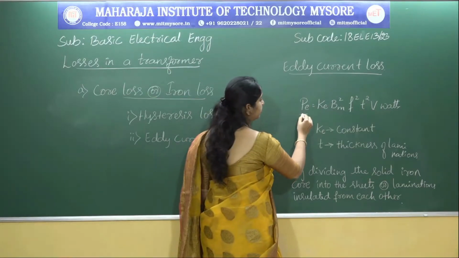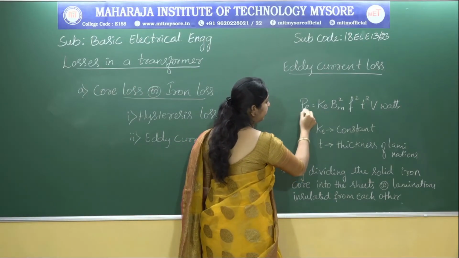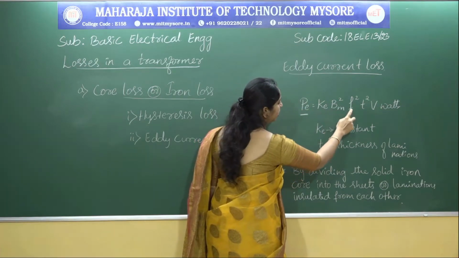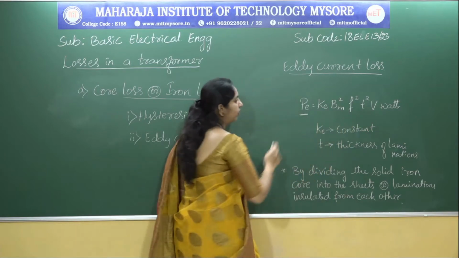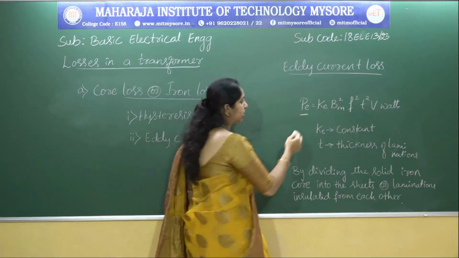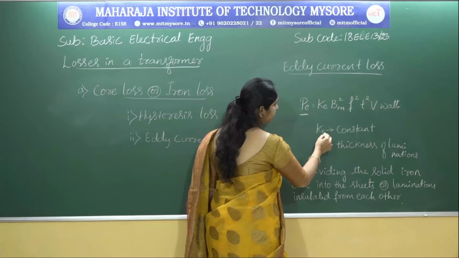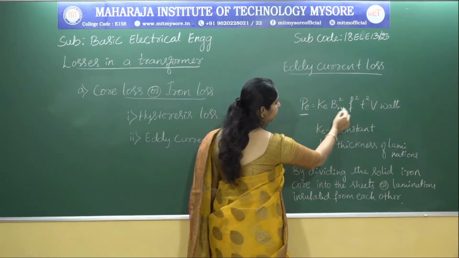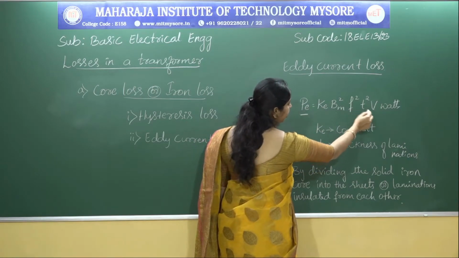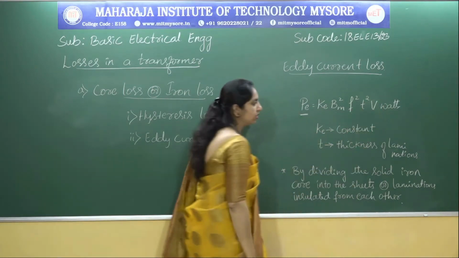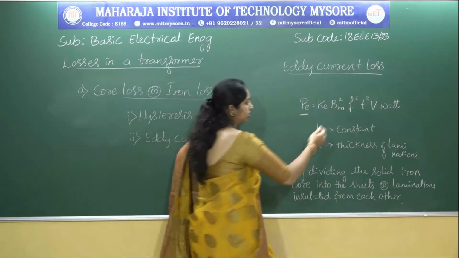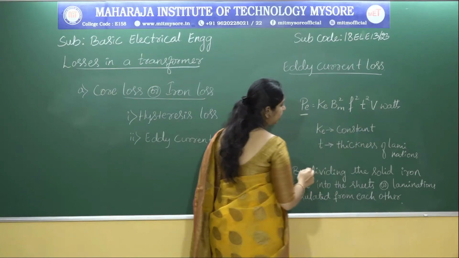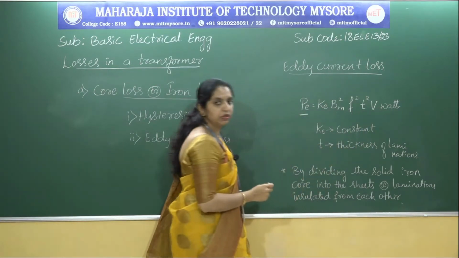Eddy current loss can be expressed in watts. Because we are expressing it in terms of power, Pe is equal to Ke Bm square F square T square V. Some of the variables are already defined here: Ke is a constant, Bm is the maximum flux density, F is the frequency, and V is the volume of the core material. Another variable that we are going to define here is T, which is nothing but the thickness of the laminations.